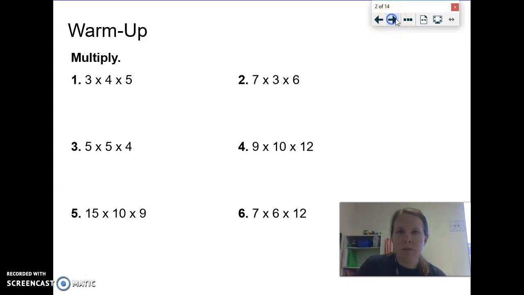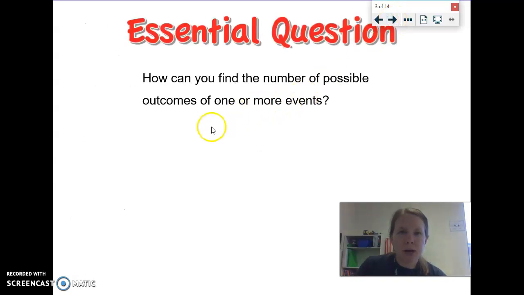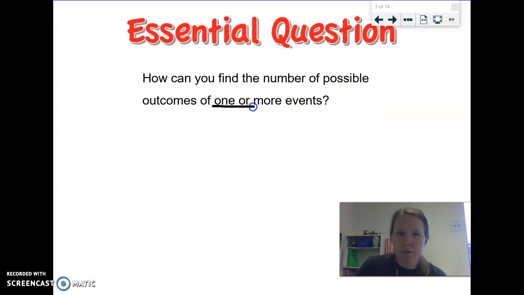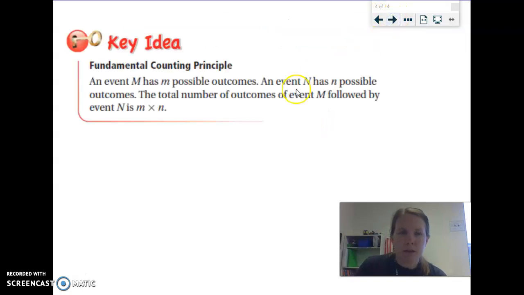Skip our warm-up. So how can you find the number of possible outcomes of one or more events? That's what we're going to be talking about today: how we can figure out how many outcomes there could possibly be if we have more than one event. So, the fundamental counting principle. An event M has M possible outcomes. An event N then has N possible outcomes. The total number of outcomes of an event M followed by the event N is M times N.